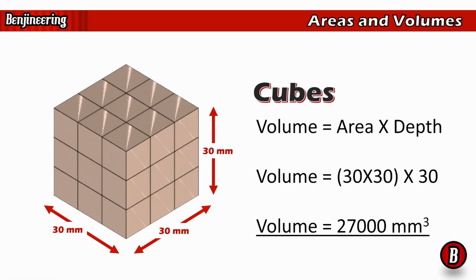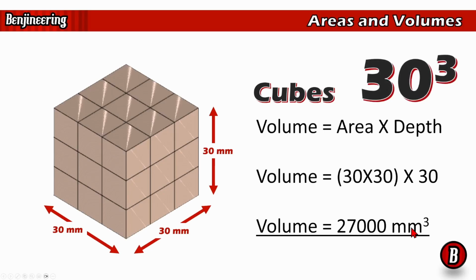All right, so here's another example. Let's have a look at this one. So we've got, again, the volume is the area multiplied by the depth. So what we would always do first is calculate the area of the face and then multiply it by the depth. Okay, now in this situation, the measurements are all the same. So we've got 30 by 30 by 30. So to work out the area, we would multiply 30 by 30. And then to get the volume, we would then multiply that by the depth, which in this case is 30. So the volume of this cube is 27,000 millimeters cubed.